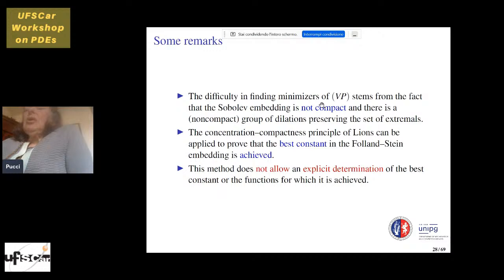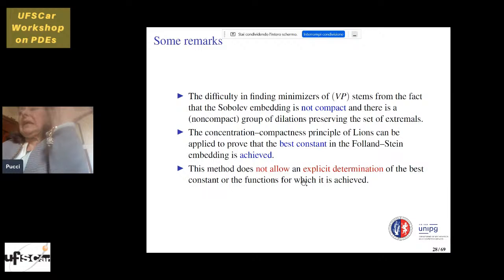Okay, so the main difficulty for finding the minimizer stems from the fact that clearly the Sobolev embedding is not compact, and there is a non-compact group of dilations preserving the set of extremals. The concentration principle of Lions can be applied to prove that the best constant in the embedding is achieved, but the explicit form of the best constant is not known. So there are several difficulties.